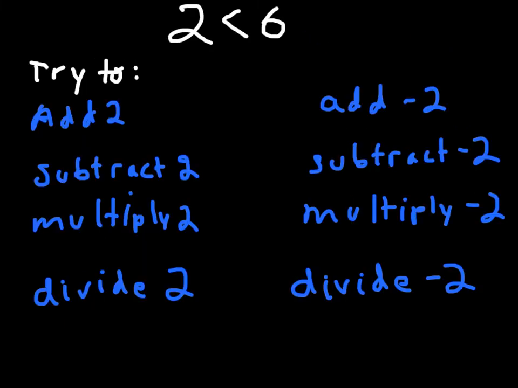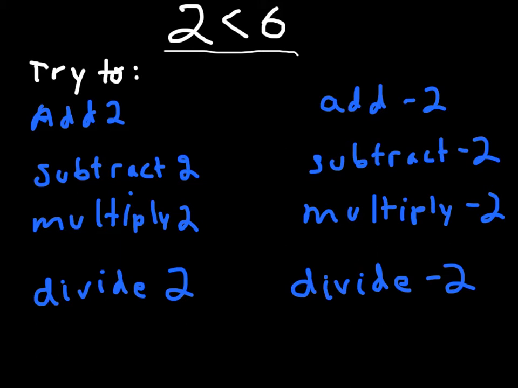Okay, so to show you how these work, we're going to use our inequality 2 is less than 6. We all know that 2 is less than 6, so what we're going to try to do is add, subtract, multiply, divide, positive and negatives to see if this is true all of the time. And when it's not, we're going to do something with it.